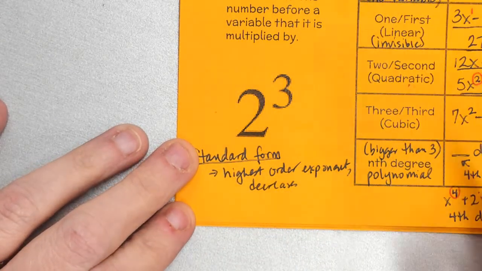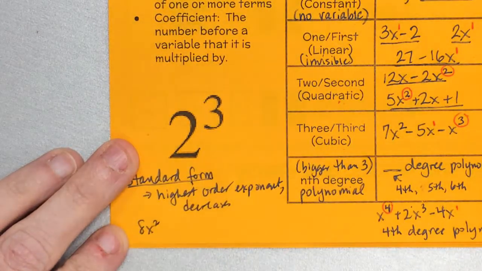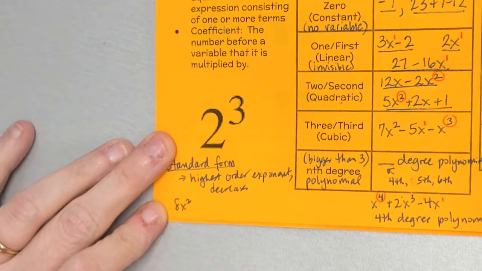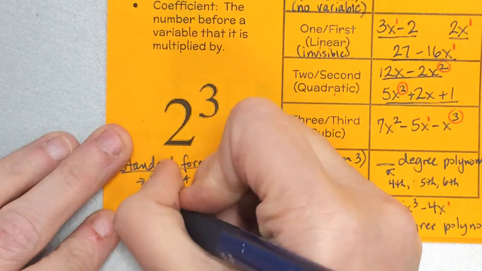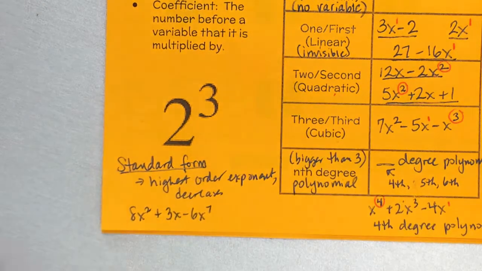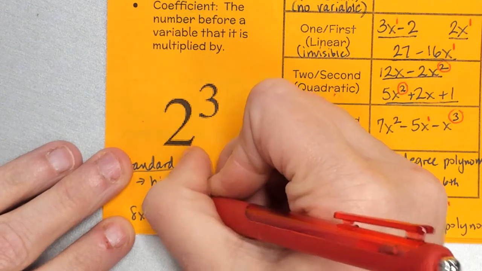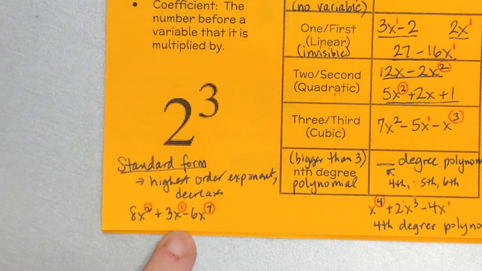Okay, so for example, if we looked at, wait, where did it go? Oh my gosh, there's too many things.